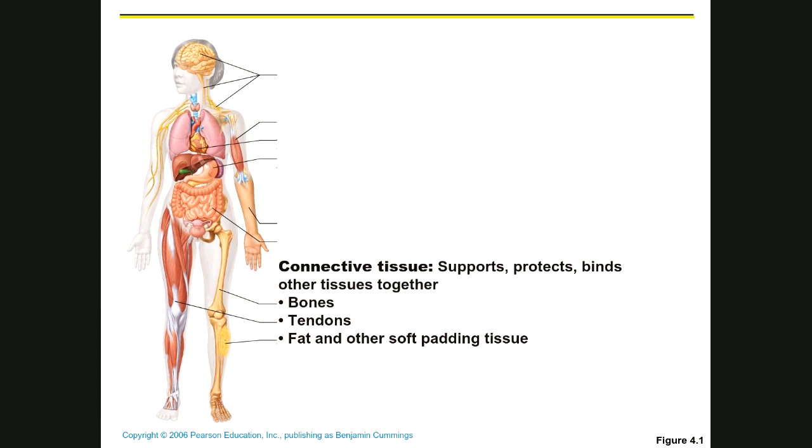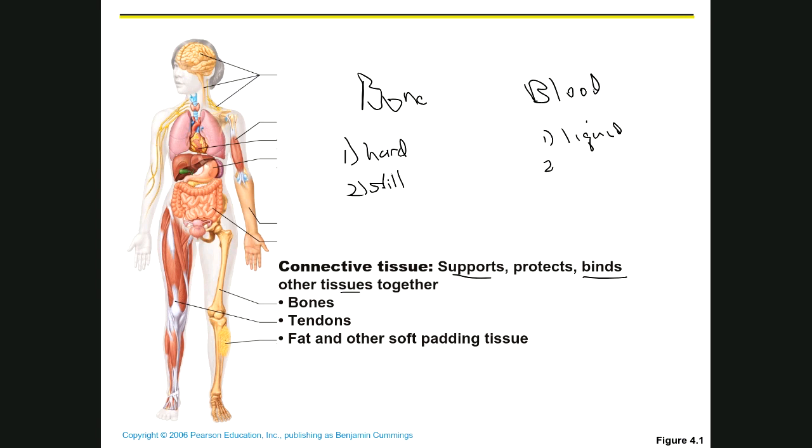But look at what their functions are. They support, they protect, they bind tissues together. They also include things like bone, and then another connective tissue is blood. Well, think about how different bone and blood are. Bone is hard, it's stiff, it's rigid, and so it's very protective, it's supportive and all that. But think about blood. Blood is a liquid. It flows. So how different could you get between bone and blood, which are two also connective tissues?